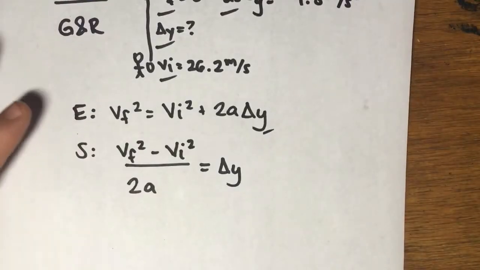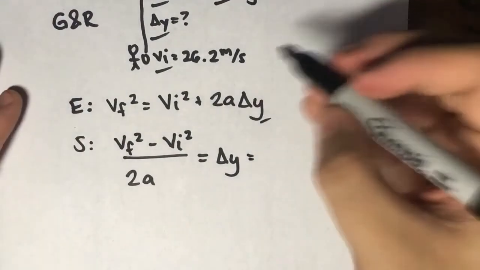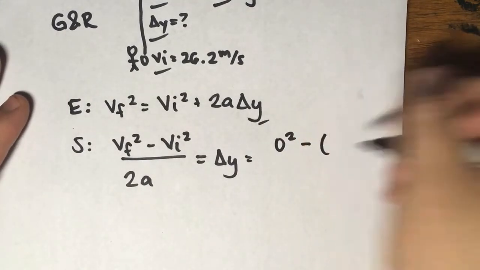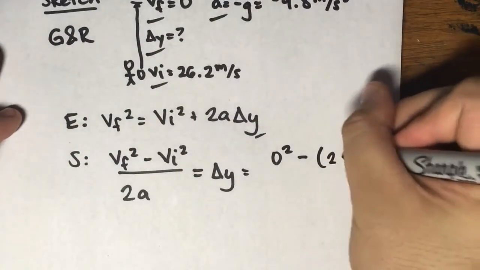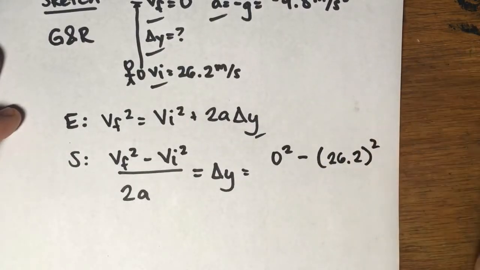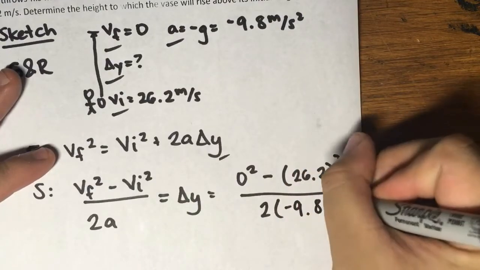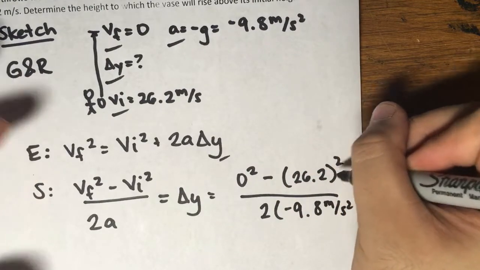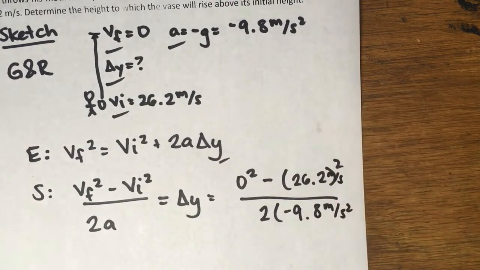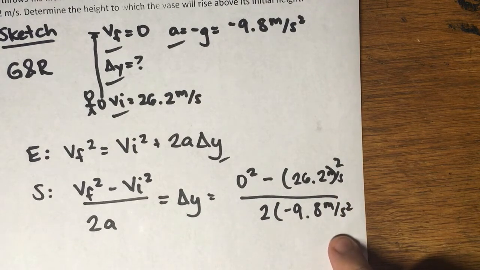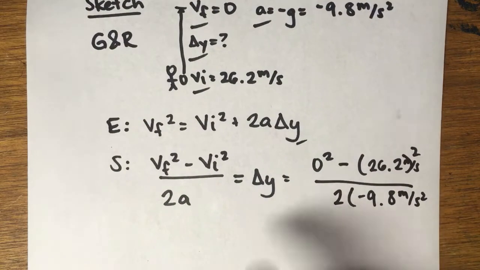Okay, so now that we have this, let's plug in our values. We know that Vf is equal to 0. That's going to be 0 squared minus 26.2, our initial velocity, squared, all over 2 times A, and A is equal to negative 9.8 meters per second squared. I forgot the meter sign at the top. Okay, meters per second. So if you notice, this will be meter squared per second squared over meter per second squared. If you cancel all of that out, it will just be meters, which is consistent with delta Y.